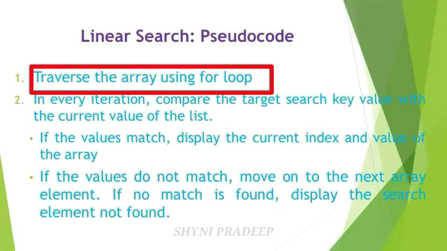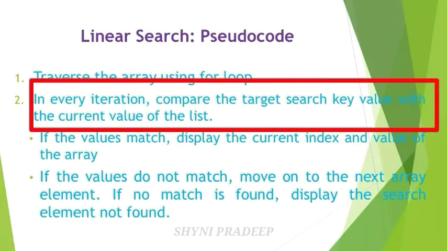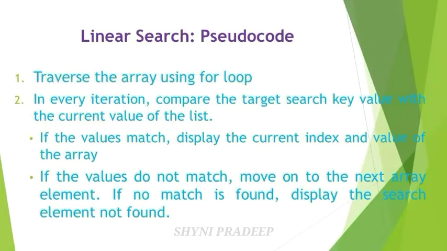Traverse the array using a for loop. What do you mean by for loop? Here the same set of statements are repeated again and again. So the same set of actions we are using again and again until the search element is found. Which means we are searching the key element in a list again and again until the desired element is found. So for this purpose we are using a for loop. In every iteration, compare the target search value with the current value of the list. In every iteration we are comparing the search element with each element in the list.